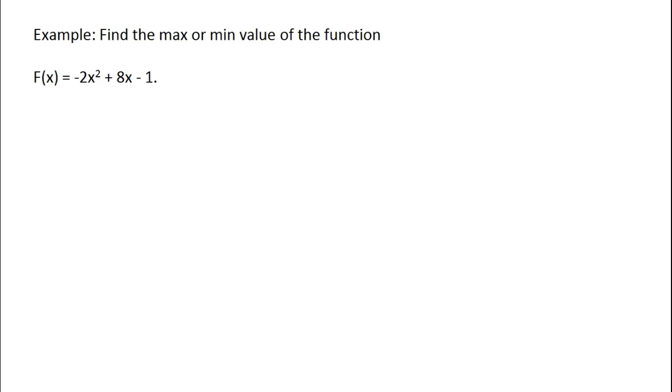So let's find the maximum or minimum value of this function. To do that, we're going to have to get the vertex. So let's do our little trick. h is negative b over 2a, which is negative 8 over 2 times negative 2, which is negative 8 over negative 4, which is 2.